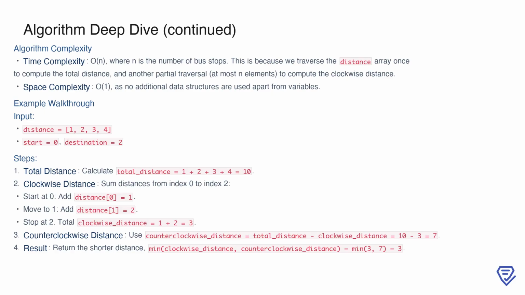Let's walk through an example to better understand the process. Suppose the input is distance equals [1, 2, 3, 4], start equals 0, and destination equals 2. First, compute the total distance of the route by summing all elements in the array. 1 plus 2 plus 3 plus 4 equals 10. Next, calculate the clockwise distance. Starting at index 0, add distance[0] equals 1, then distance[1] equals 2, and stop at index 2. This gives a clockwise_distance of 1 plus 2 equals 3.